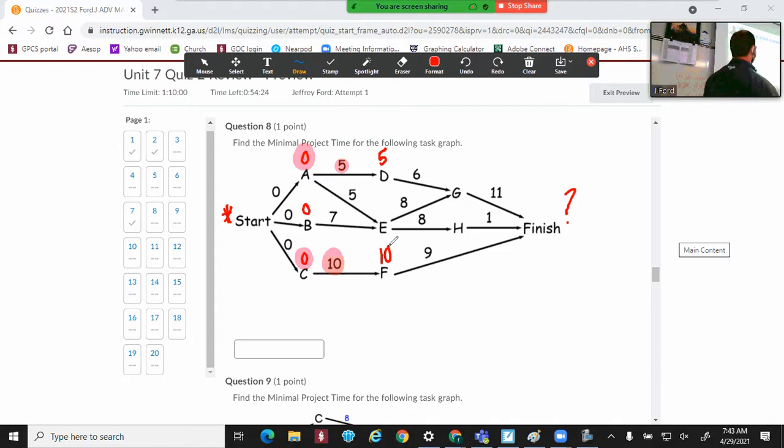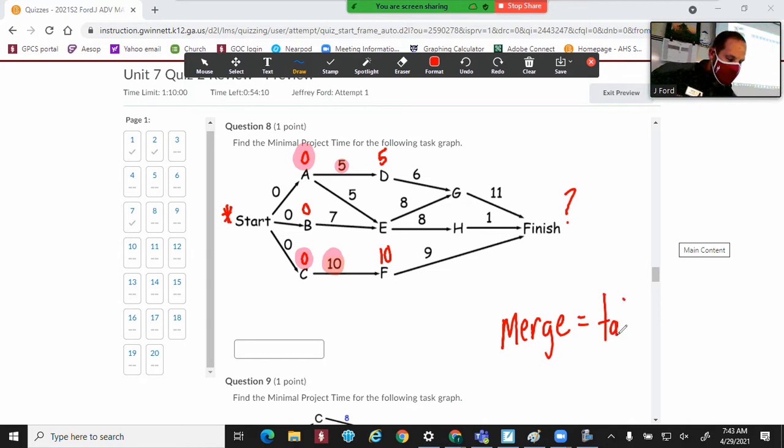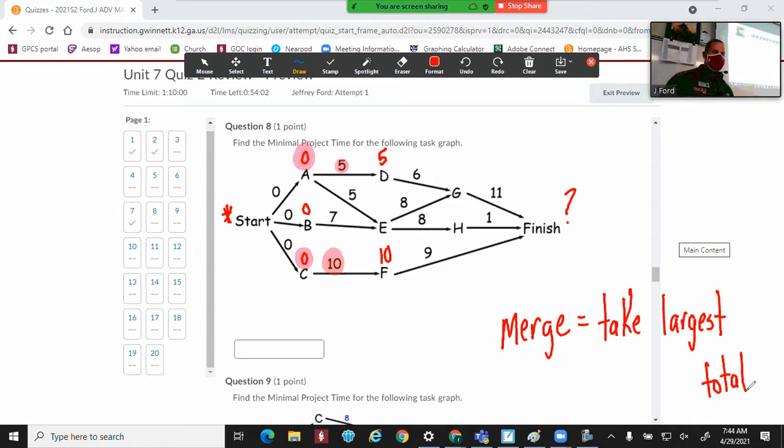Now, look at E. E is a little different because what you have is a merge. Whenever you have a merge, let me write it off to the side. What you're going to do is take the largest total. That's kind of like the little hint here, the shortcut.